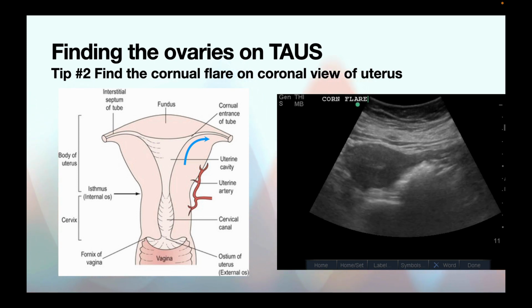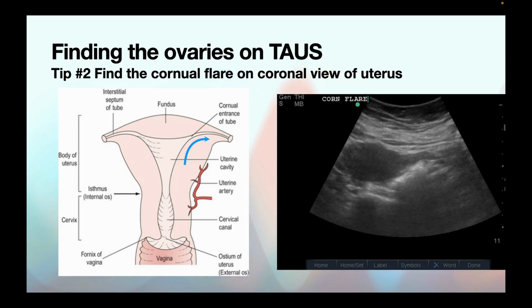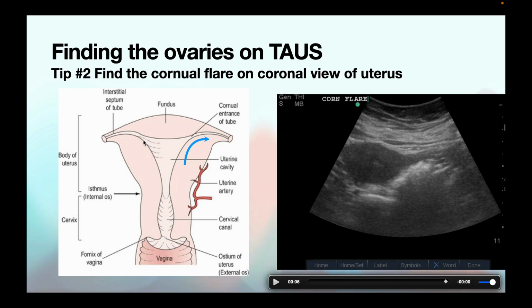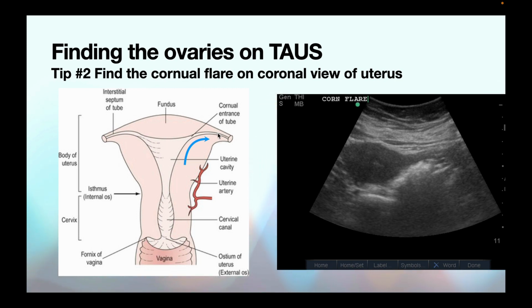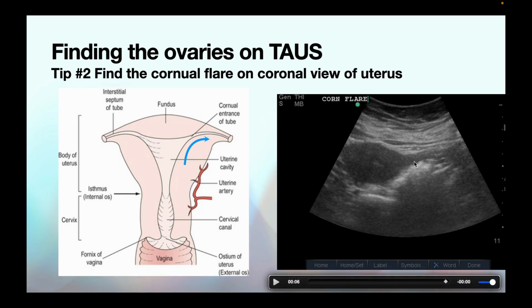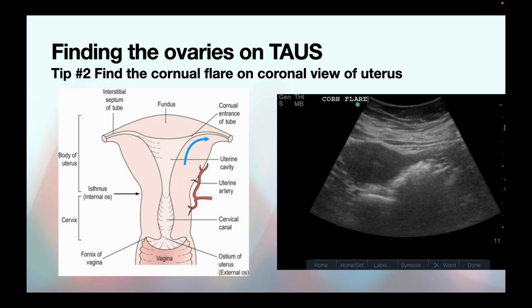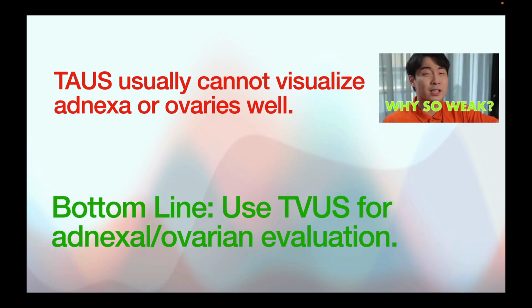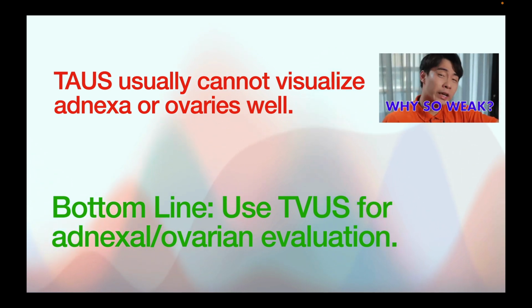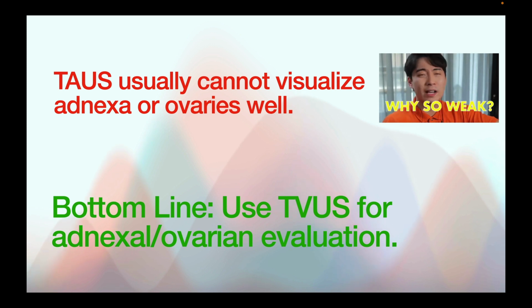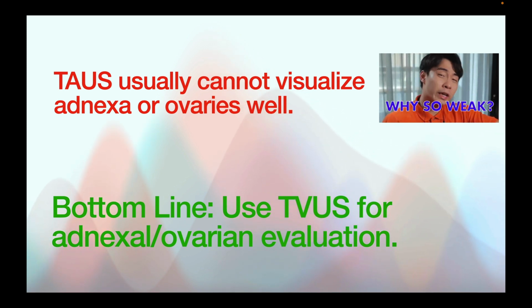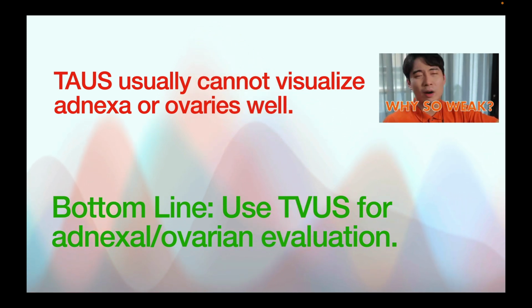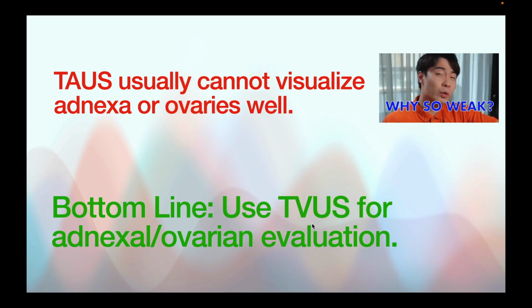Here's another tip on how to find the ovaries on transabdominal ultrasound, and this is to identify the fundus here, and the fundus has these little horns, the cornu, and if you just find the horns like here, you'll be able to rock the probe laterally and you'll find the ovary as well. As we discussed, one major limitation to transabdominal ultrasound is that it doesn't give you that detail because you're far away from structures. So often for adnexal or ovarian visualization, you really need to use transvaginal ultrasound.